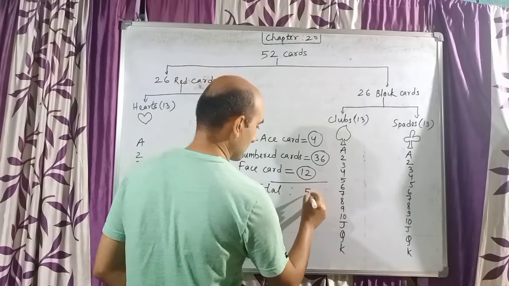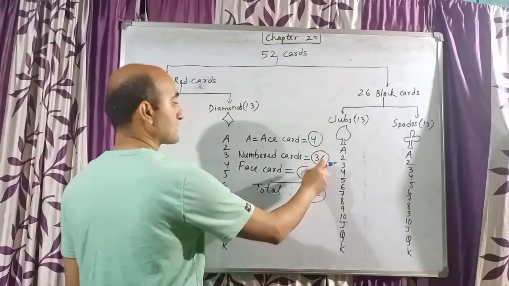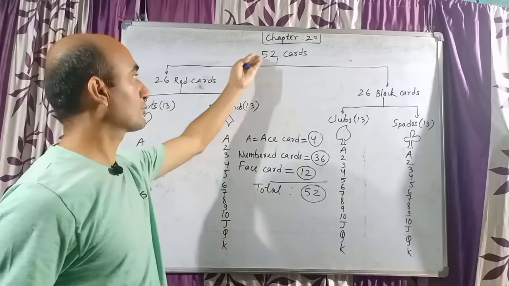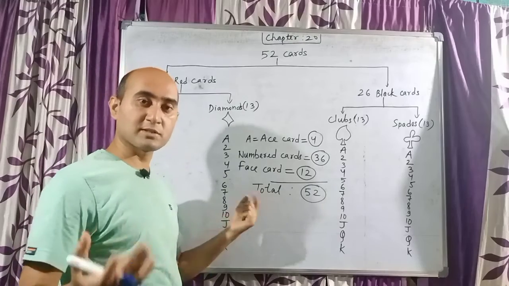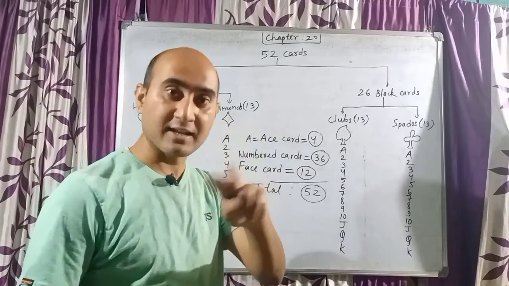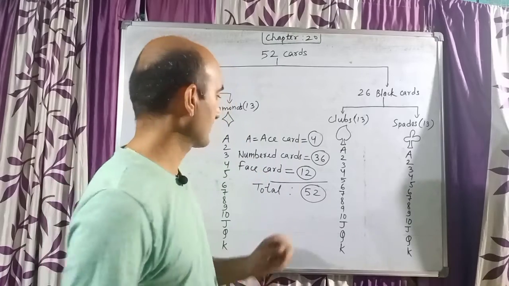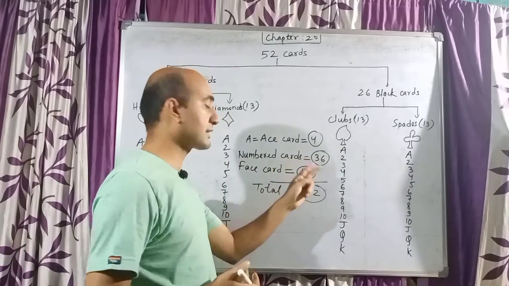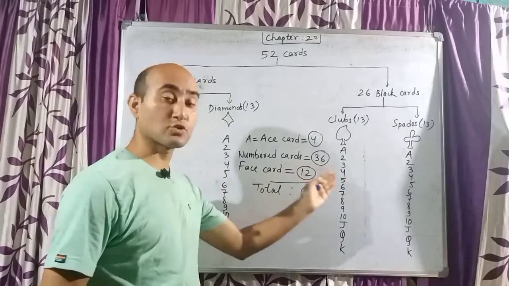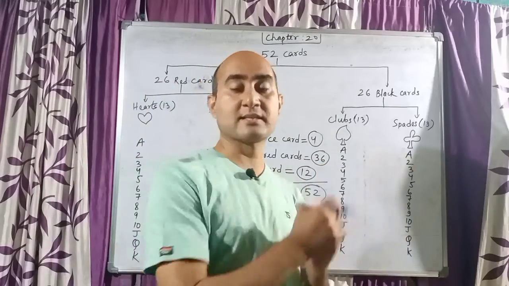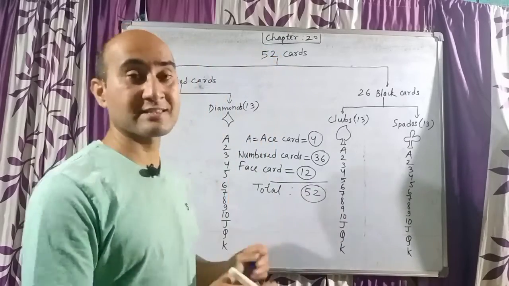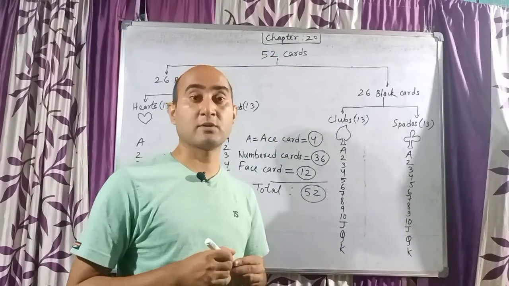So if you count all of them, total will be 52. How? 36 plus 4, 40, 40 plus 12, 52. So 52 cards. So simple. Now Ace card 4 in numbers. 2 are black, 2 are red. Next, 36 numbered cards. 18 are black, 18 are red. Face card 12, 6 are red and 6 are black. So simple. So with this knowledge, let us do some questions from the chapter probability.